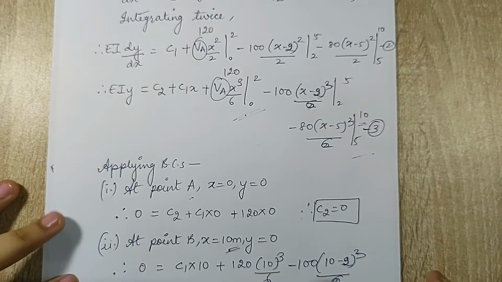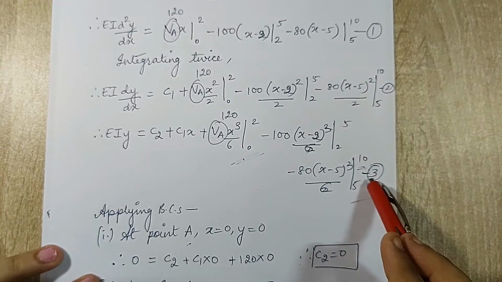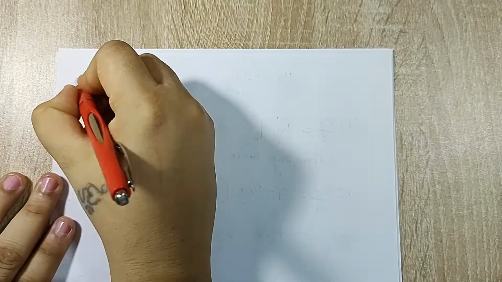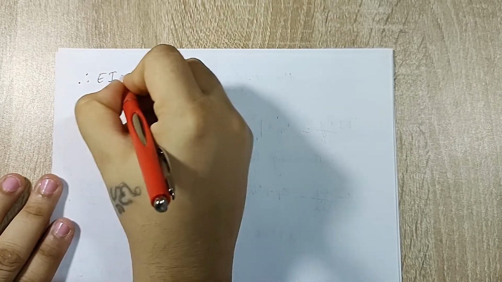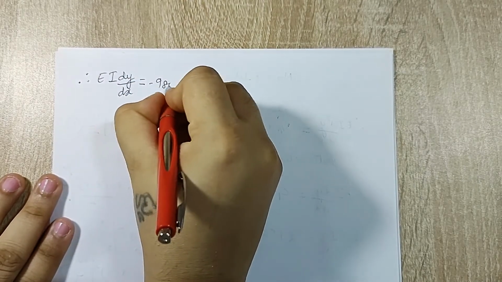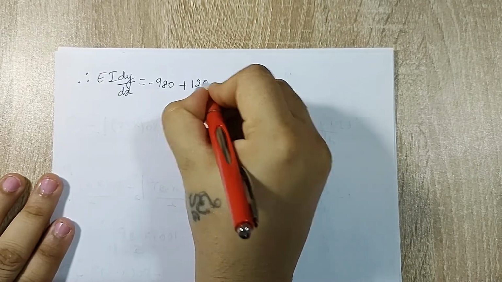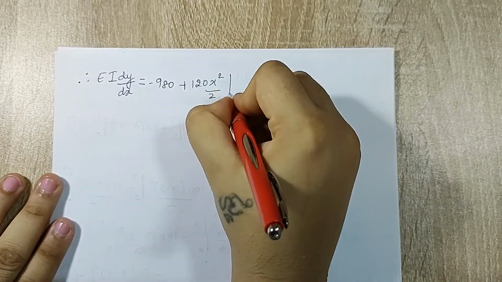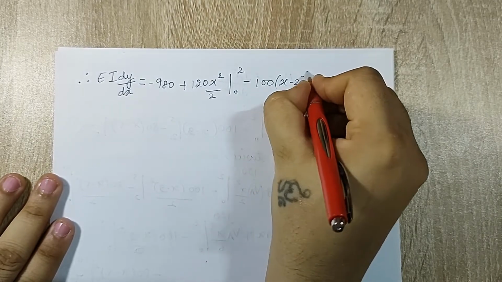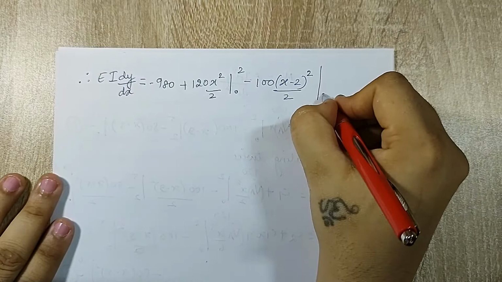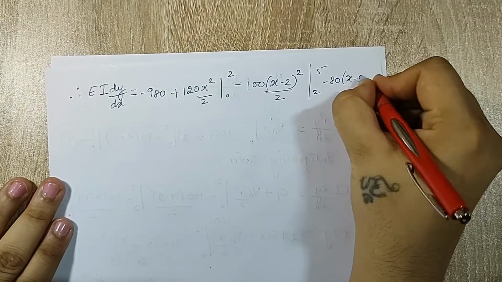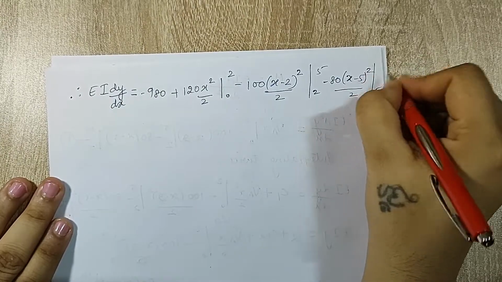Now I'm going to substitute the value of C1 and C2 in equation 2 and 3. I'll rewrite them and I'll get equation 4 and 5 substituting the values. So I'll write down therefore EI dy by dx is equal to minus 980 plus 120 x square by 2 from 0 to 2 minus 100 into x minus 2 square by 2 from 2 to 5. Next I have minus 80 into x minus 5 square by 2 from 5 to 10.